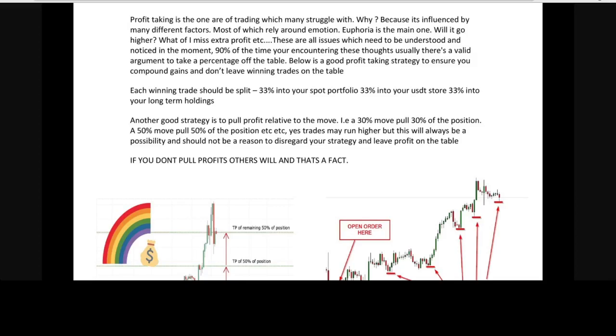Each winning trade should be split: 33% into your spot portfolio, 33% into your USDT store, and 33% into your long-term holdings.